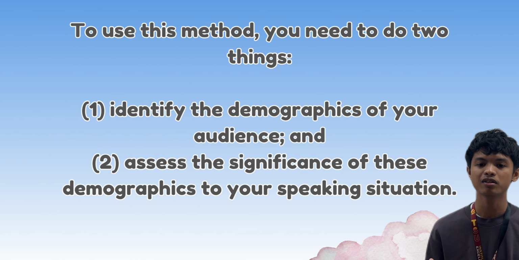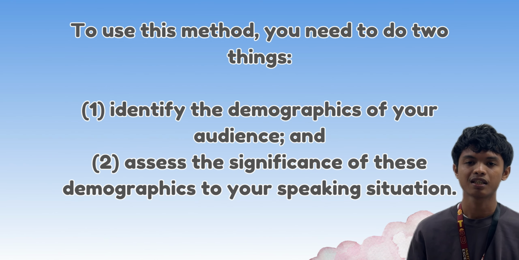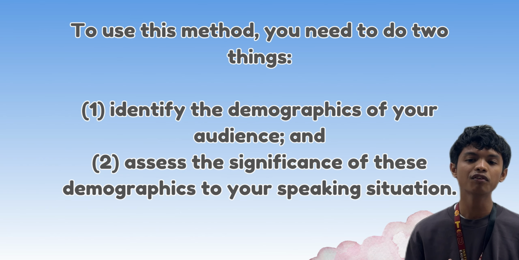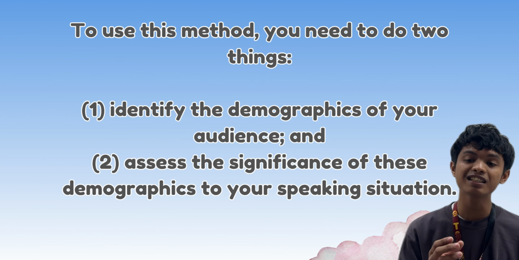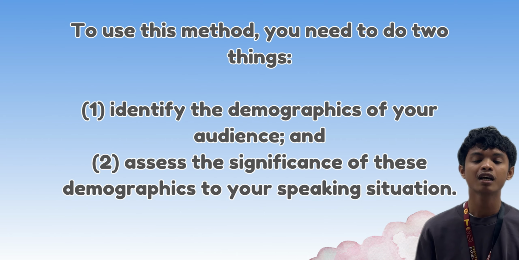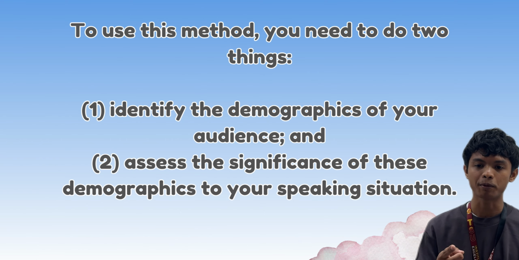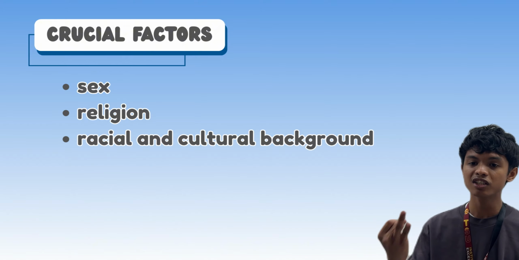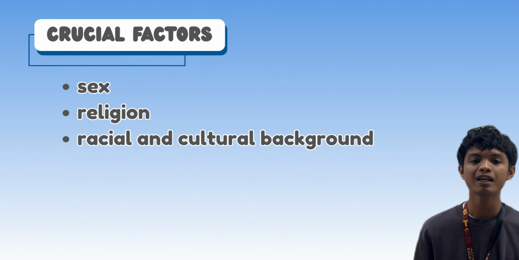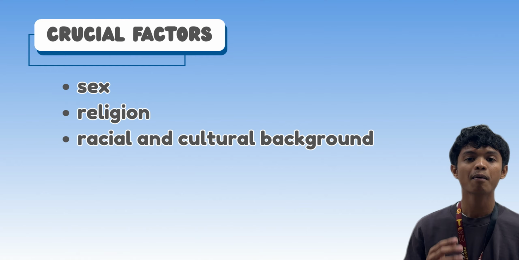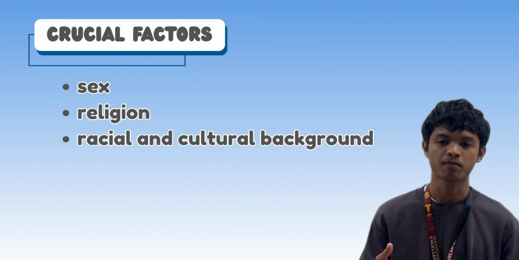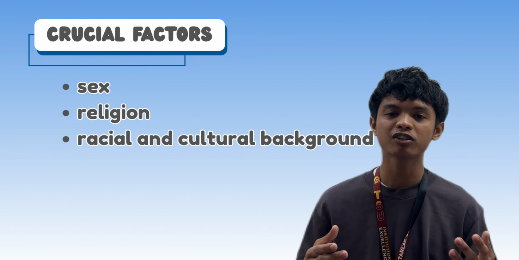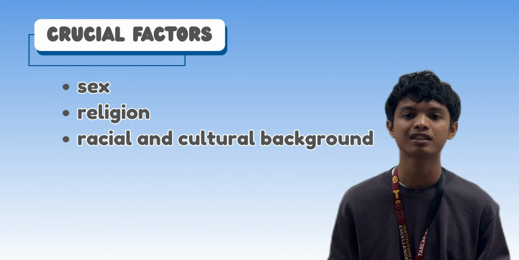So to use this method, you need to do two things. Identify the demographics of your audience and assess the significance of these demographics to your speaking situation. Remember, the crucial factors in this analysis are sex, religion, racial and cultural background, to avoid hostile stereotypes and be able to achieve bias-free language in speech. In this way, we can avoid prejudicism and racism towards the audience.